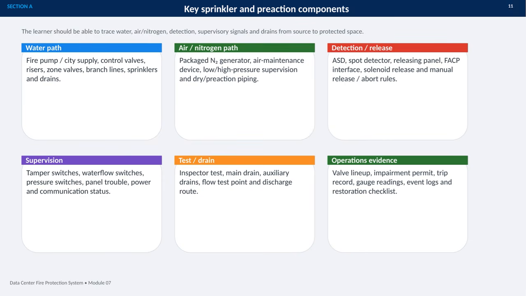Finally, testing and operations evidence confirms system readiness. Review the inspector test, main and auxiliary drains, flow test point, discharge route, valve lineup, impairment permit, trip record, gauge readings, event logs, and restoration checklist. Together, these records show whether the system is correctly configured, testable, and ready to respond.